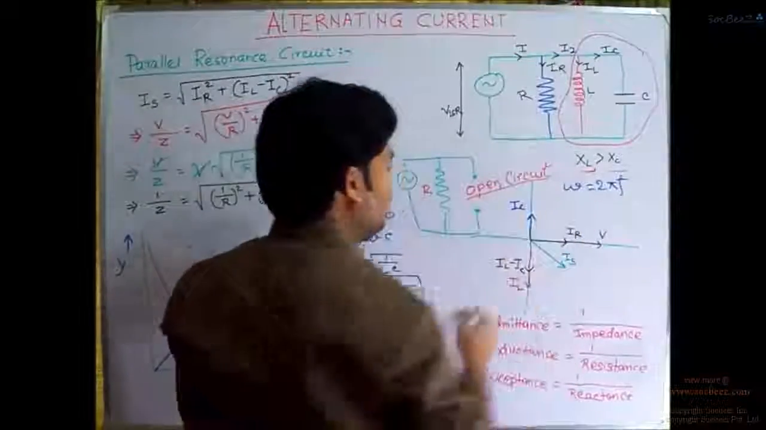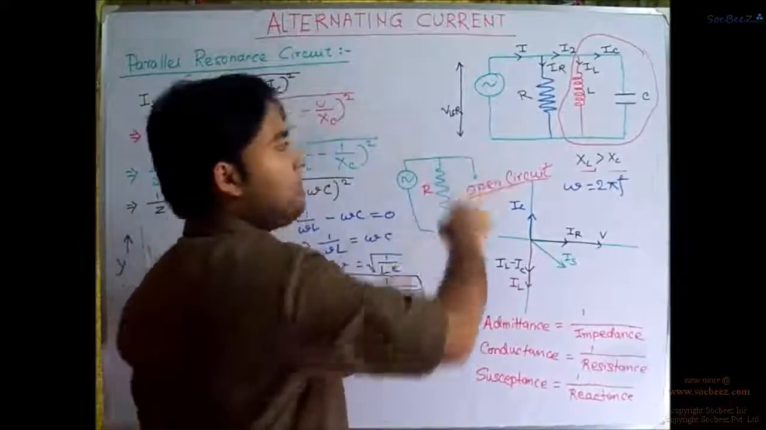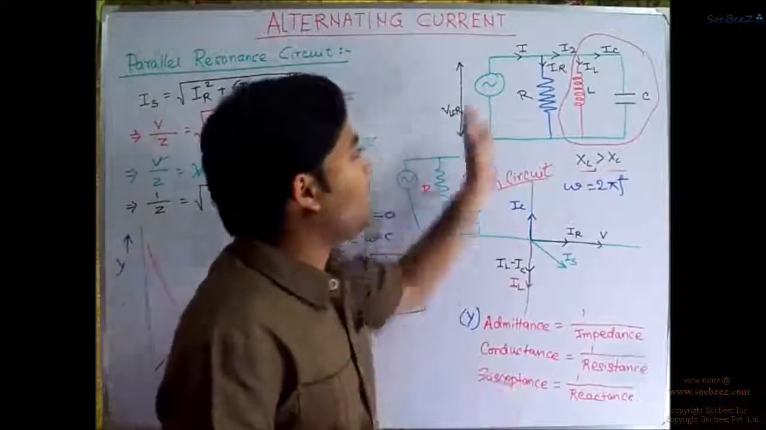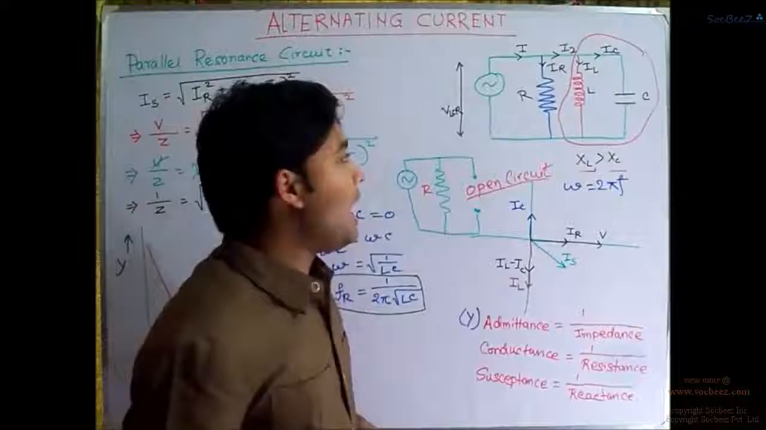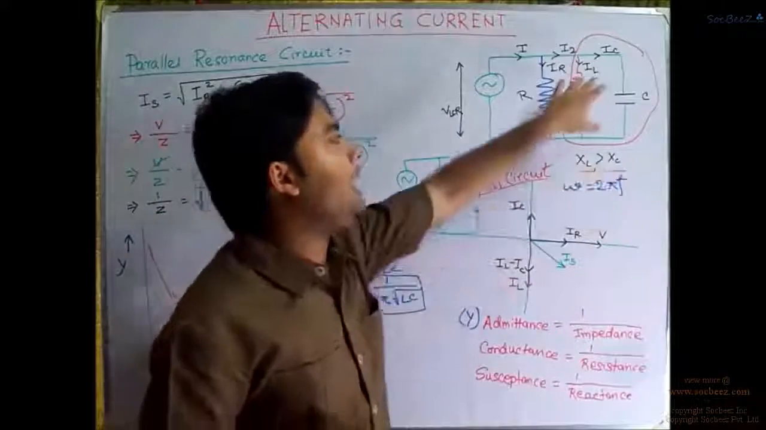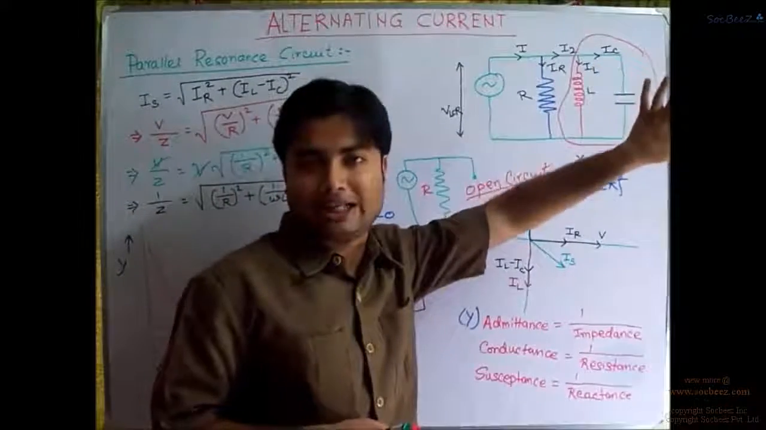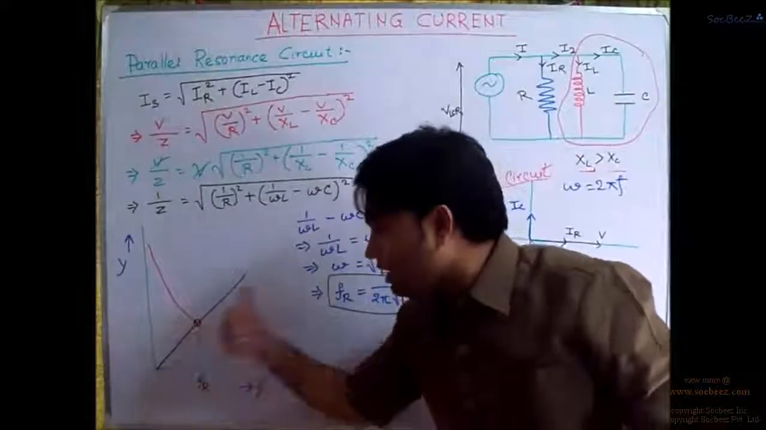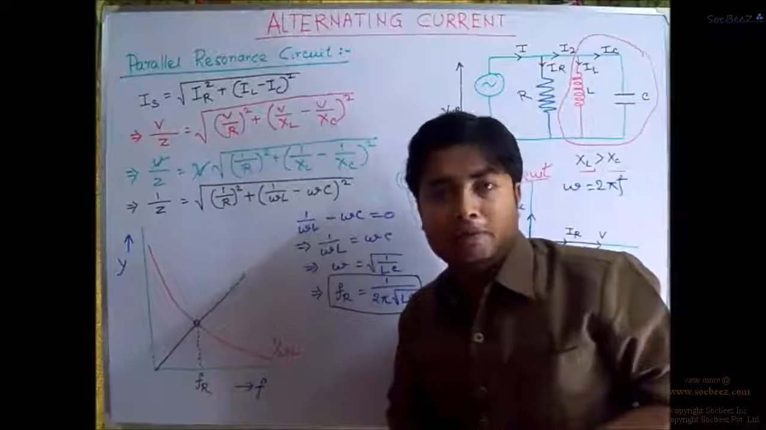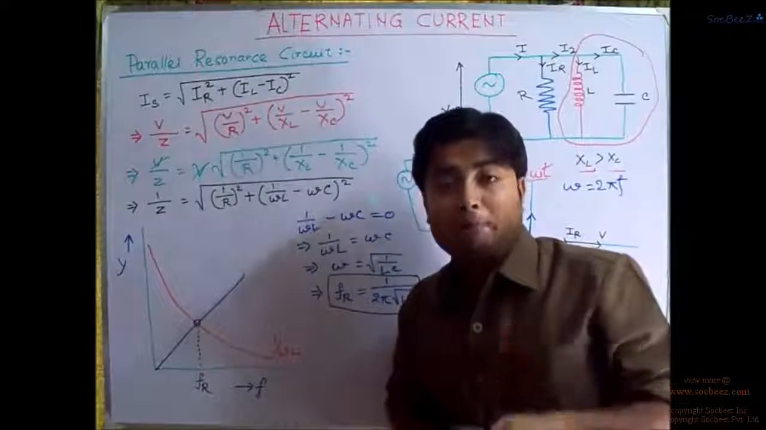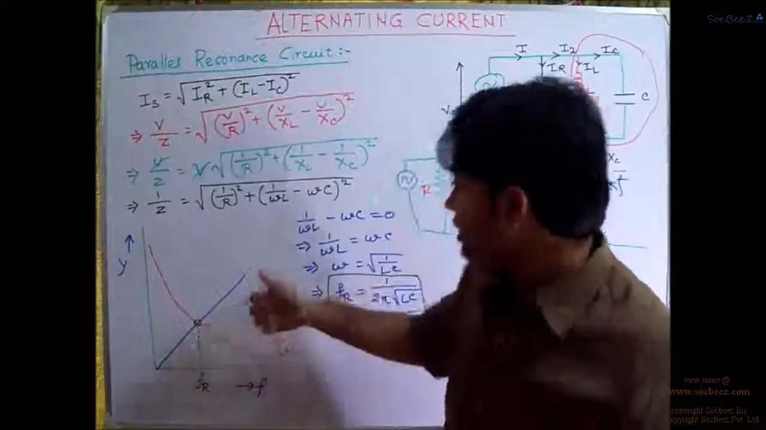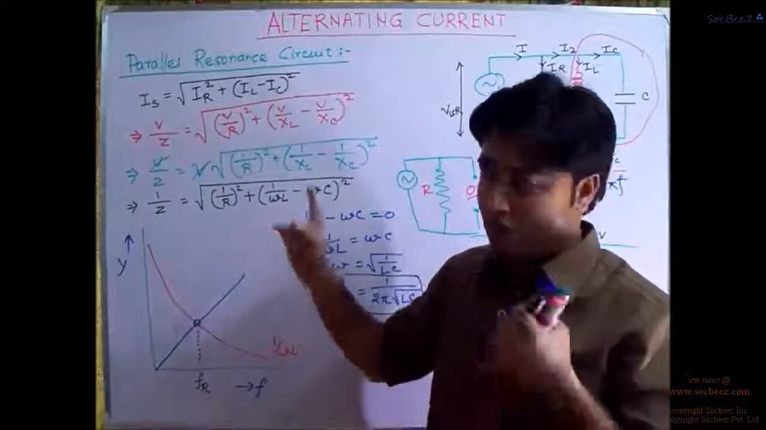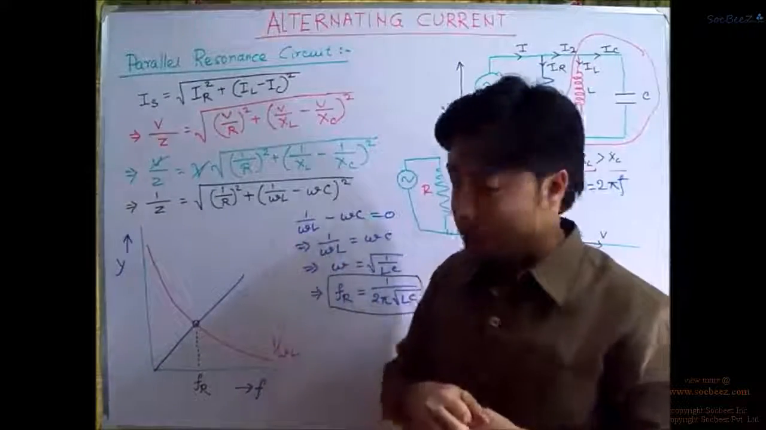So looking at this, we can understand that this will act like an open circuit. Why is this an open circuit? Because this part of L and C is not allowing any current to pass through it, so it is not allowing any of the IL and any of the IC. Now observe that at this particular resonance frequency, the only thing responsible is R for the resistance, or 1 by R for the conductance.